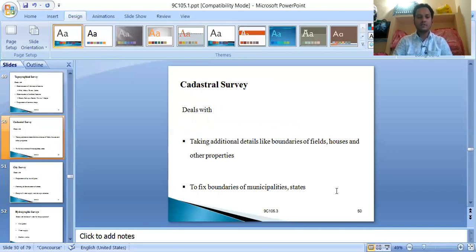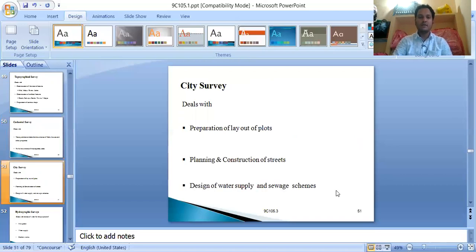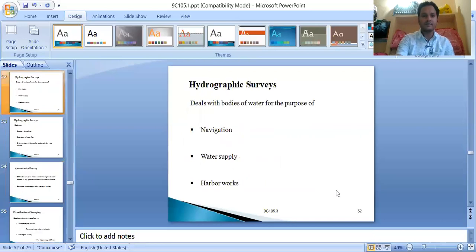Cadastral survey deals with taking additional details like boundaries of fields, houses, and other properties in a given area. For example, to fix the boundaries of municipalities, states, etc., we will carry out the cadastral survey. City survey deals with preparation of layout of plots, planning and construction of streets, design of water supply and sewerage schemes. These things will come under city survey.